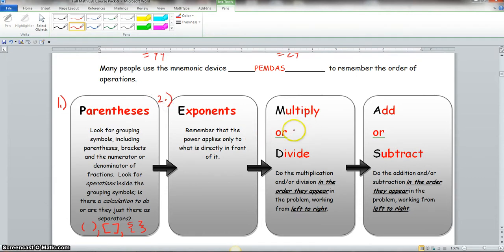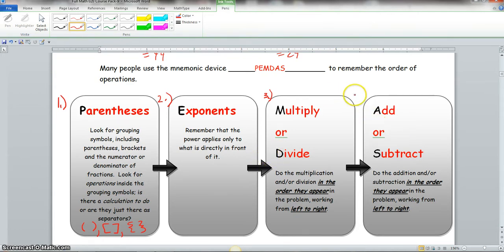Okay, now we get here to our third step. It's multiply or divide. It's whichever one of these comes first from left to right. They have equal value. So if you have a problem that has multiplication and division, you look from the left to the right, whichever one comes first. So if you were dividing first, you would divide. If you were multiplying first, then you would multiply.